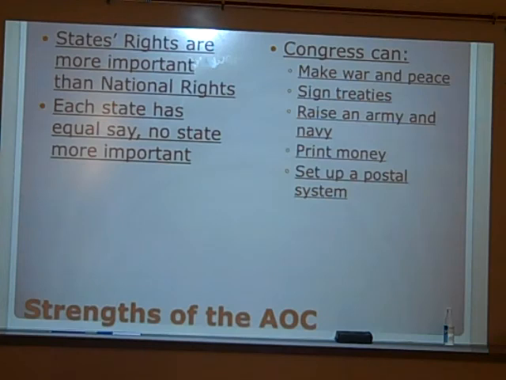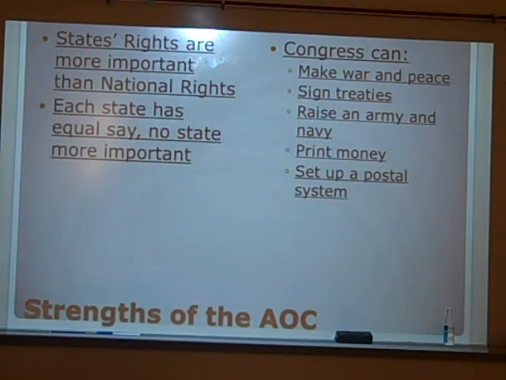This goes back to writing either at the top or bottom of your paper. The last thing is the strengths of the Articles of Confederation. Does it sound like we have a lot of strengths? From looking at that stuff, no, we had some issues with it. But these were the strengths. I need you to make sure we copy these down. The strengths of the AOC is that the states' rights are more important than national rights. They were all about the state rights. Each state has equal say. No state is more important. So everybody's equal. Everybody's rights are protected.